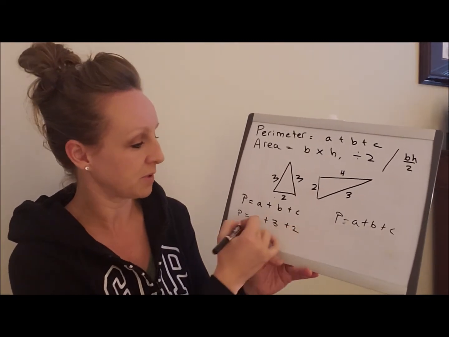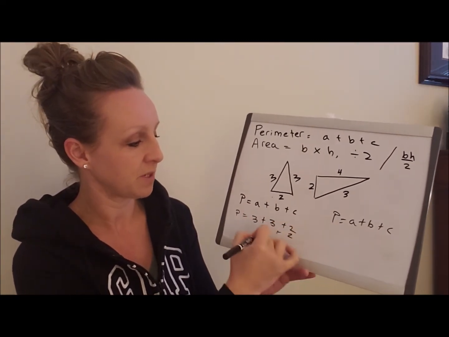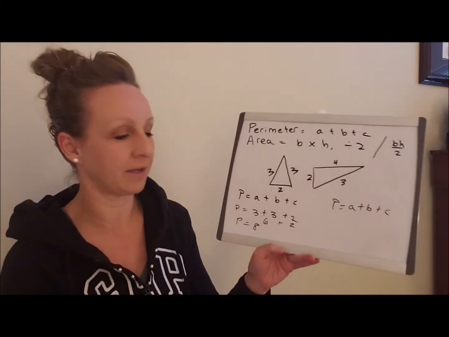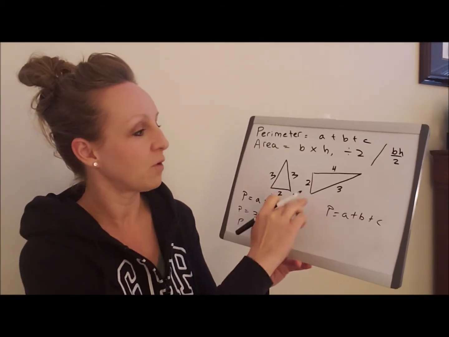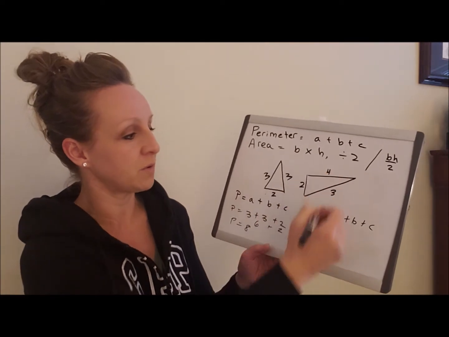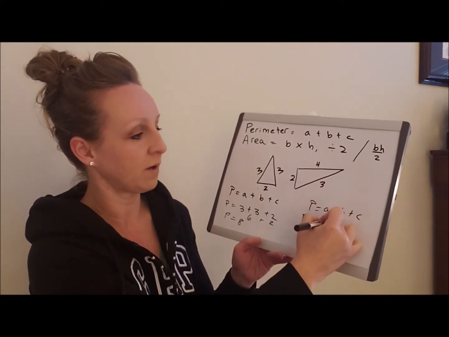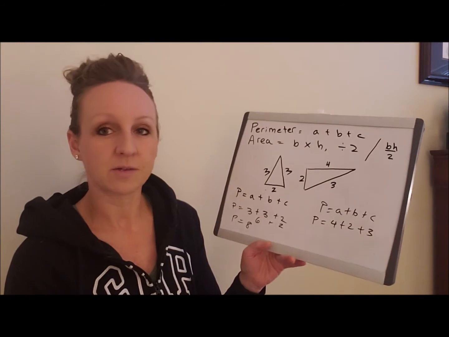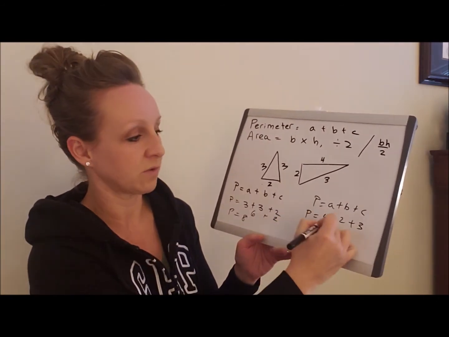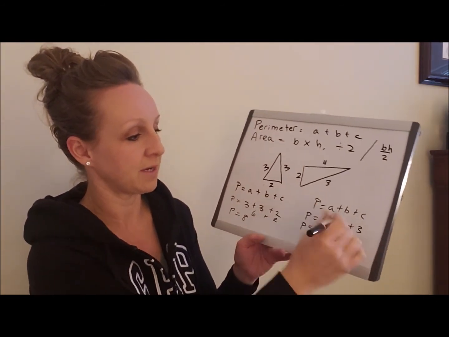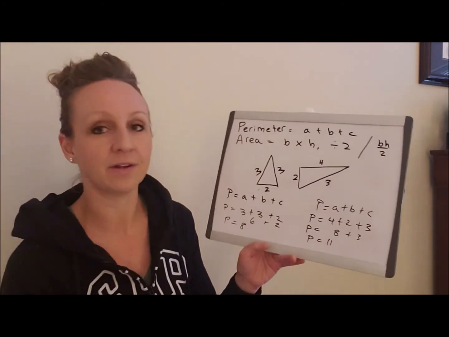So if it's 3 plus 3 plus 2, 3 plus 3 is 6, plus my 2, perimeter equals 8. Let's say I'm over here doing this triangle, and I've got 4, 2, and 3. Perimeter is going to equal 4 plus 2 plus 3. So 4 plus 2 is 6, plus 3 is 9. So perimeter is going to equal 9 on this.